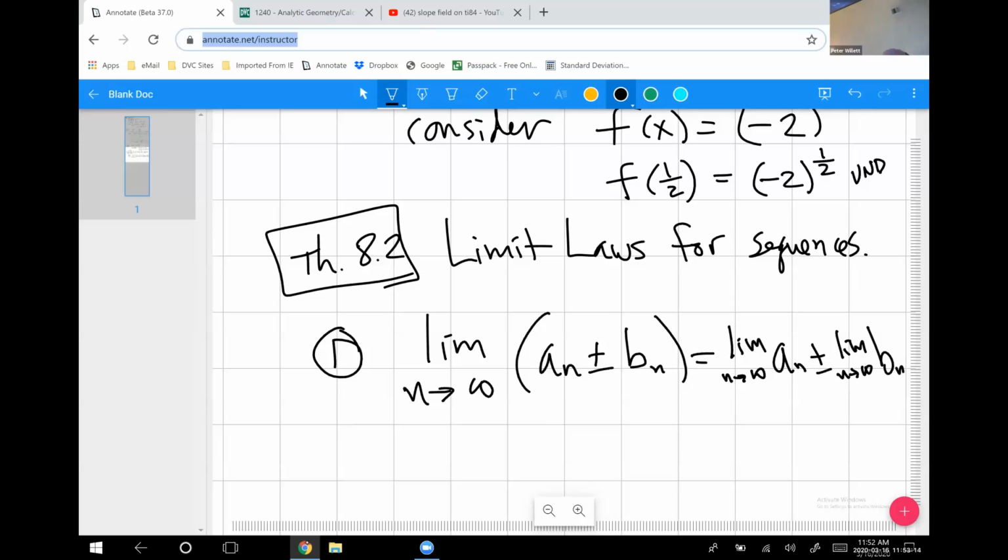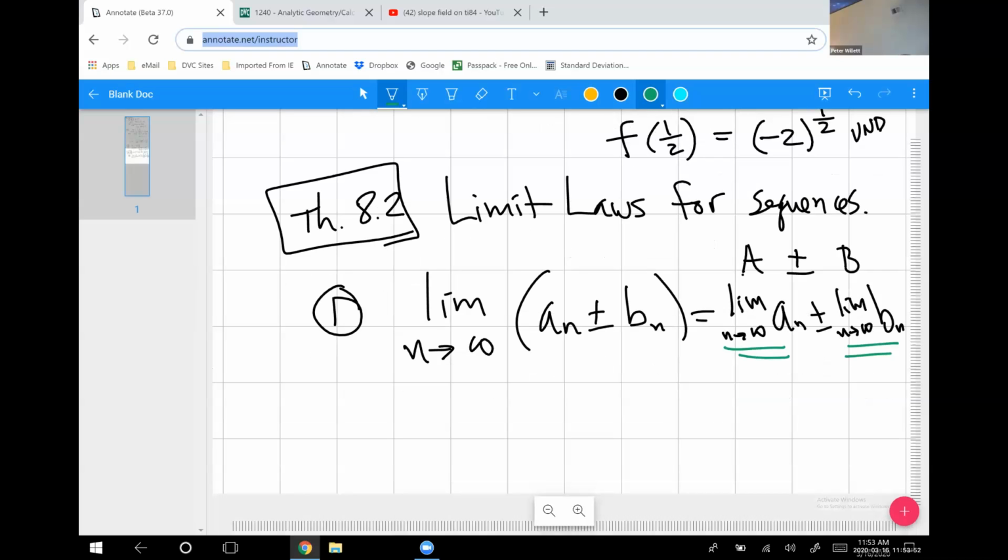Now, when they write out the theorem, in the setup to the theorem, they say, well, let's assume that this is equal to A and that this is equal to B. Then the limit of a sub n plus or minus b sub n would be A plus or minus B. And that's assuming that you could figure out these 2 limits of the individual sequences in the first place. So the 4 properties that were in the limit laws that are then regurgitated in Theorem 8.2 to apply to sequences: the limit of a sum is the sum of the limits. That's this first one that we just looked at.